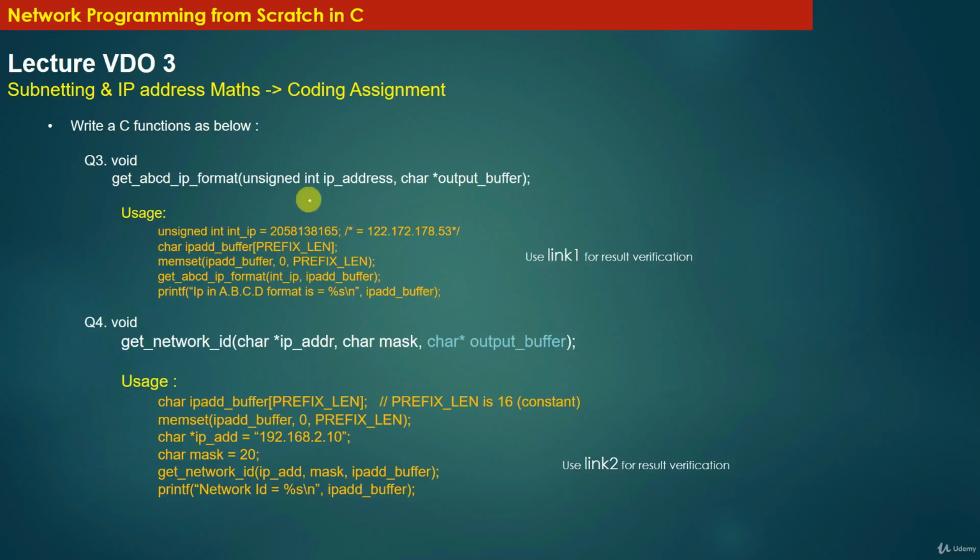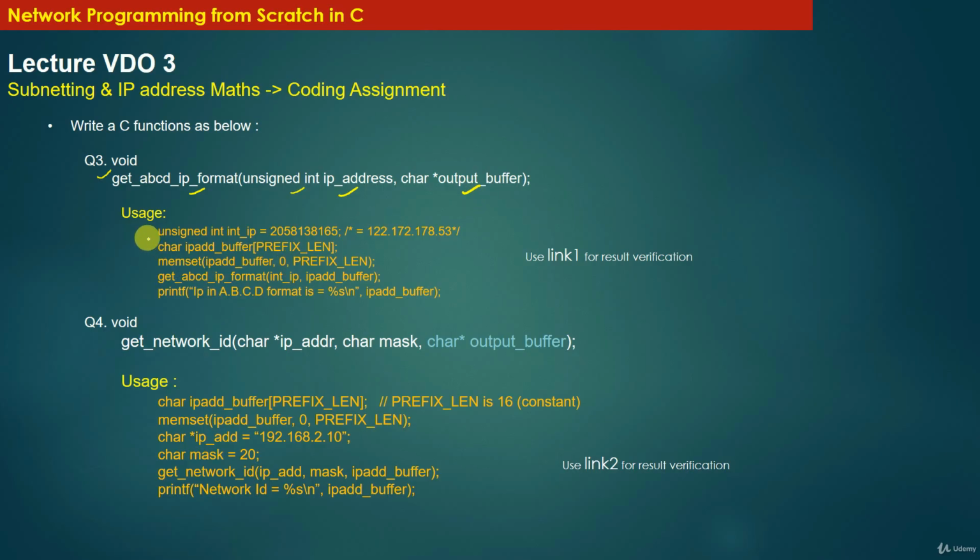Then in the third question, you have to write a function get ABCD IP format. That is, you have to return the IP address in ABCD format. So the input to the function is the IP address which is in the unsigned int form, and the function must return an array which is filled with the IP address in ABCD format.